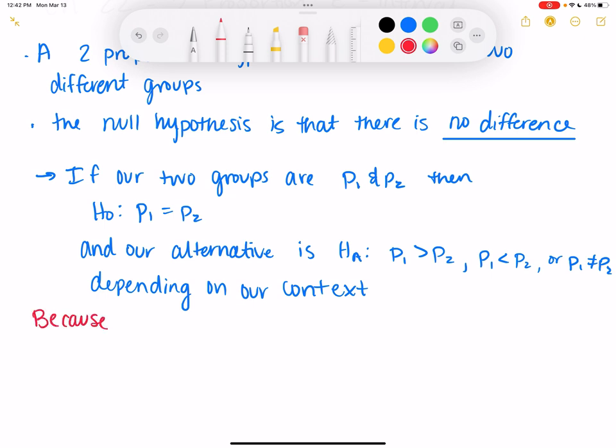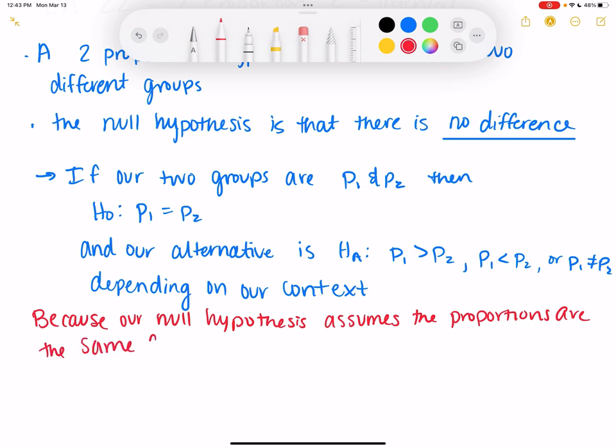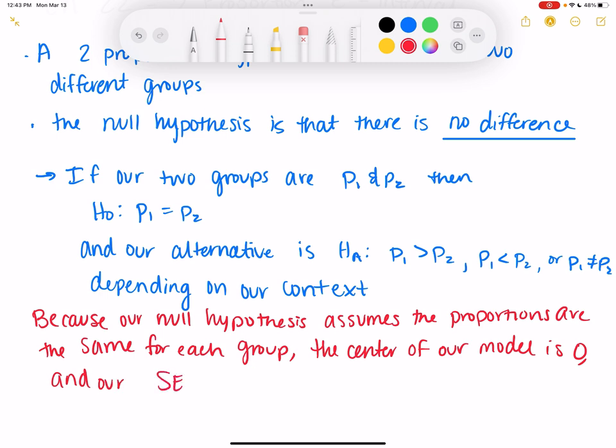Because our null hypothesis assumes the proportions are the same for each group, the center of our model is 0, and our standard error is calculated based on all of our data combined.